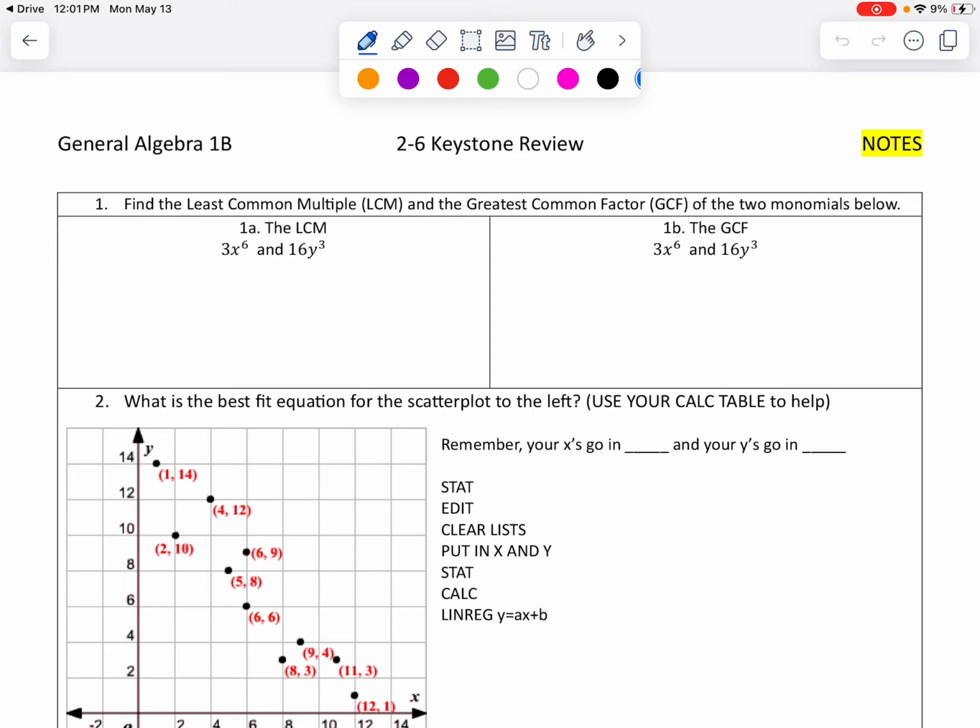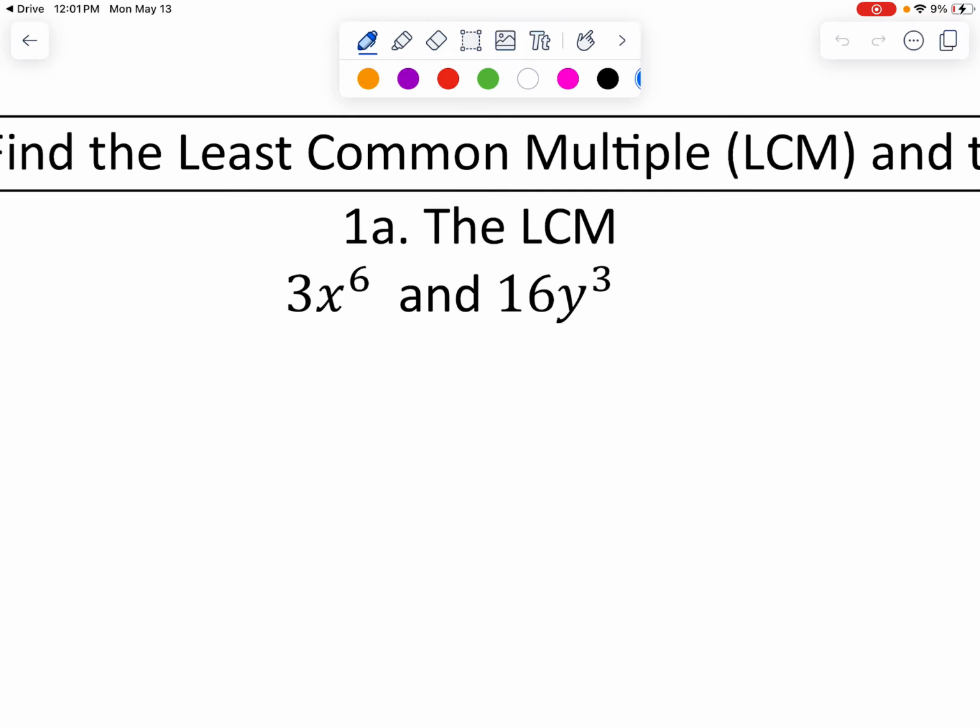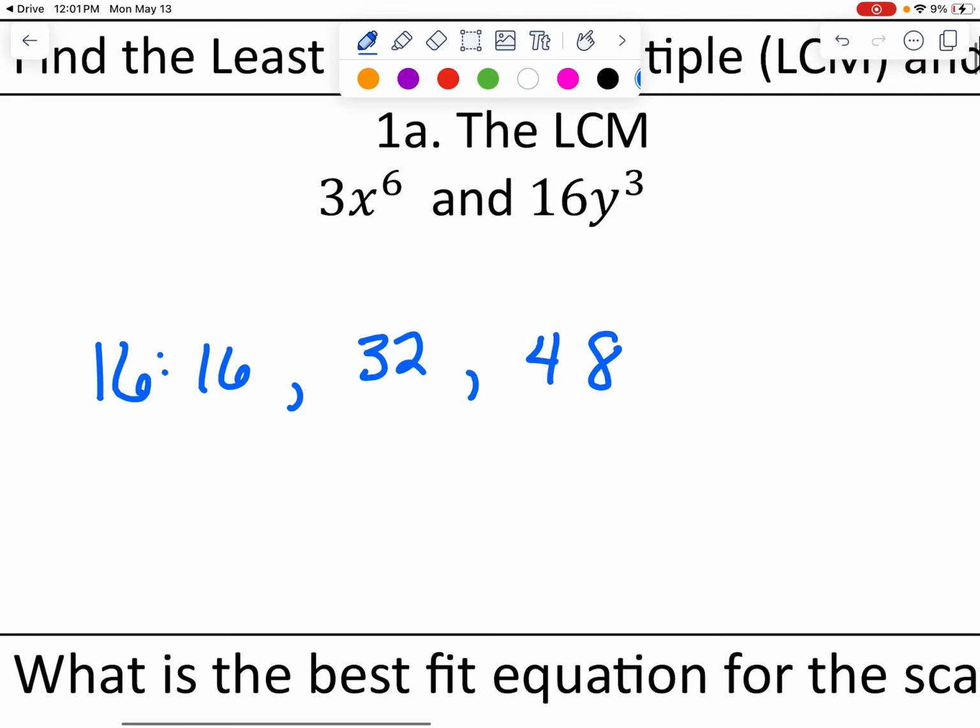Hey, here we are on the 2/6 Keystone review. These are the notes. We're going to start by doing LCM again. For LCM, you're going to take your largest number and write down multiples of that number. So we're adding 16 each time. I do believe that's going to be enough.